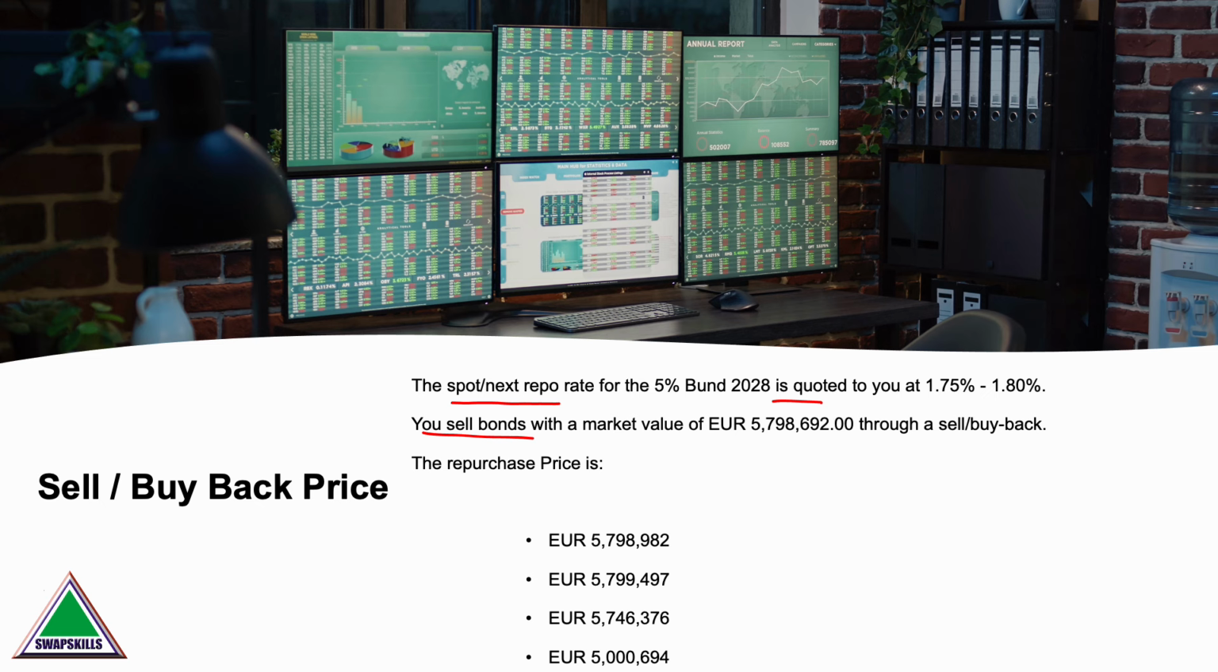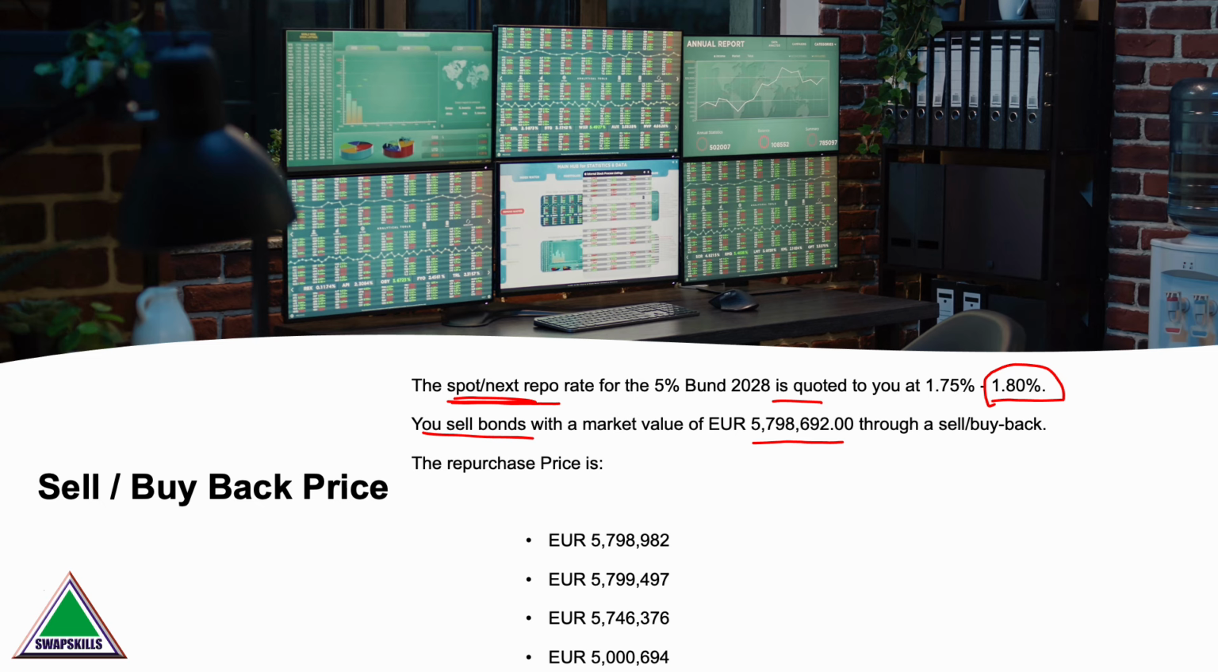You sell bonds to the market value of 5,798,692 euros. So there's no mention of any margin here. So what we're saying is you sell the bonds with that value. That's the exact amount of cash I will lend you for this 1 day spot next rate. Now which rate, how much am I going to charge you to borrow this money? I'll charge you as much as I can get away with. Bear in mind you're the price taker, so I'll charge you 1.8%.